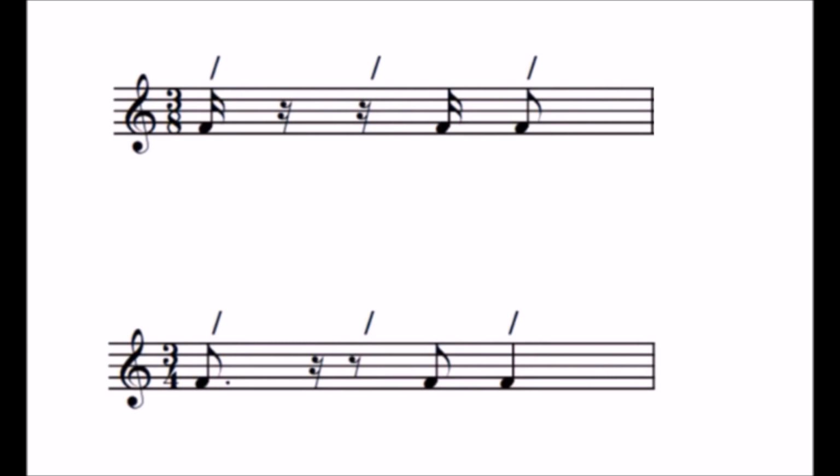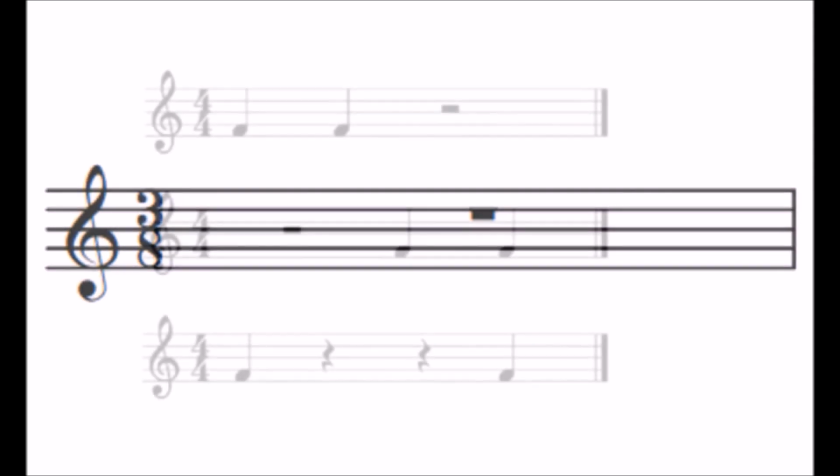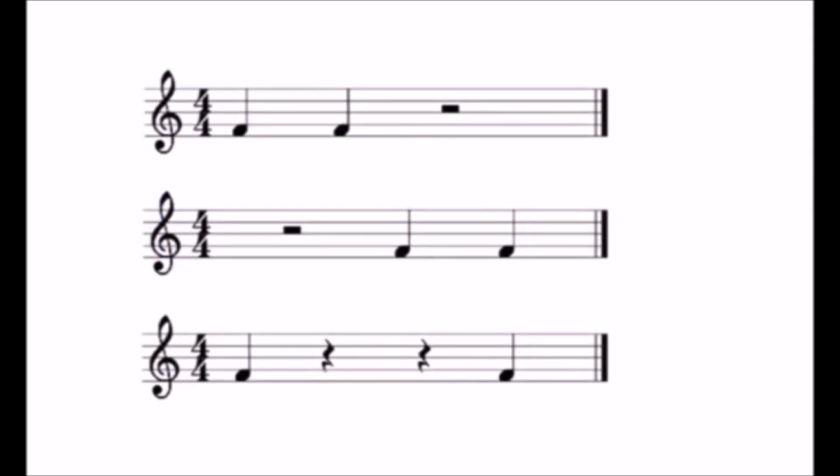There are two other rules at this stage which you should remember. A whole bar of rest in any of the time signatures you have learned up to now always gets a semibreve rest. And secondly, the first half or the second half of a 4/4 bar can be replaced by a minim rest, but the middle two beats of a 4/4 bar cannot be replaced by a minim rest. They have to be written as two separate crotchet rests.